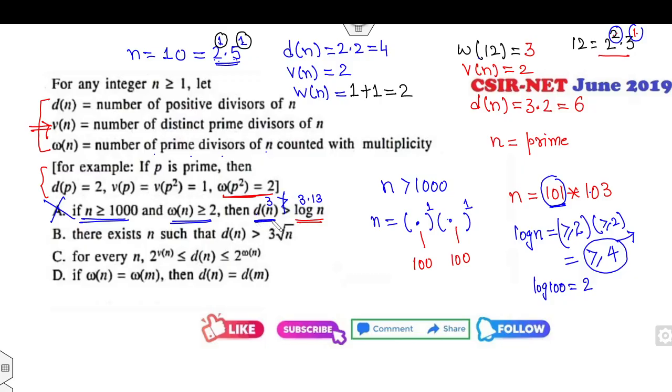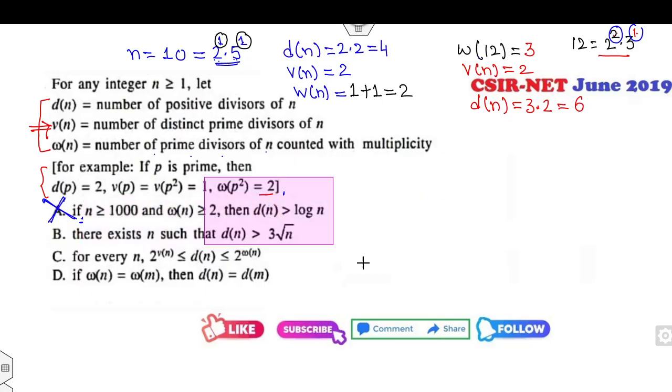1. Then what will be my d of n? If both are 1, then what is d of n? d of n will be 2 into 2, which is 4. But the right hand side is greater than or equal to 4. So again, you can see this is not satisfied. Okay, look at the second option.